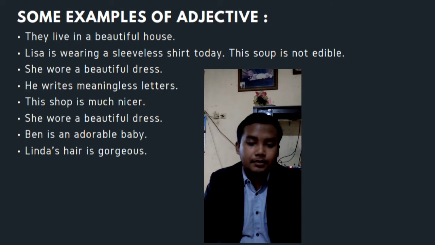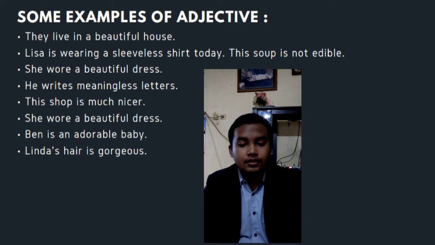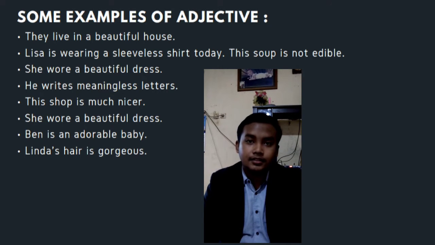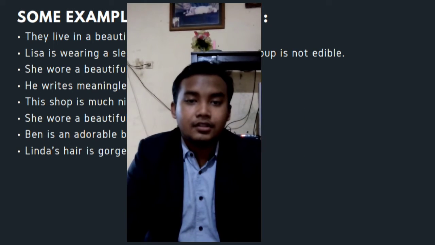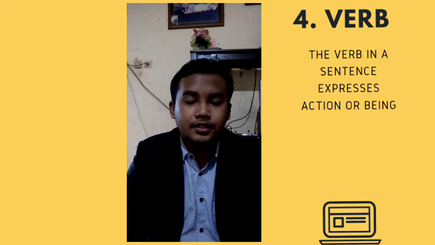Ben is an adorable baby. The adjective is adorable and the noun is baby. Linda's hair is gorgeous. The adjective is gorgeous and the noun is Linda's hair. Fourth is verb. The verb in a sentence expresses action or being.